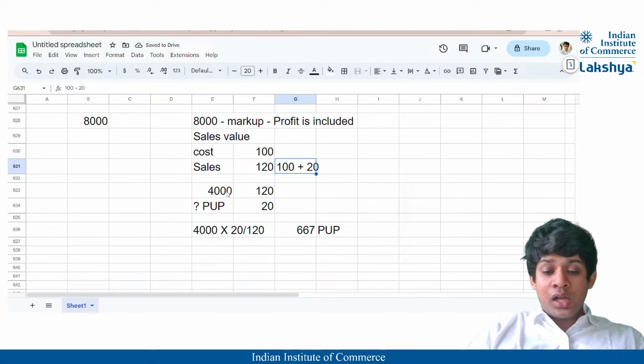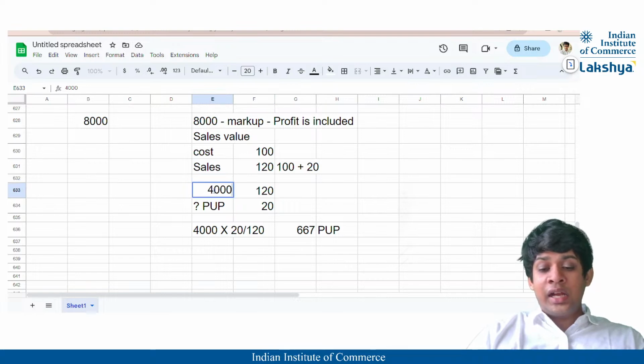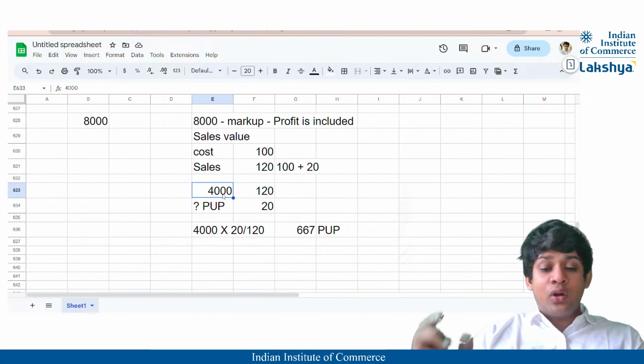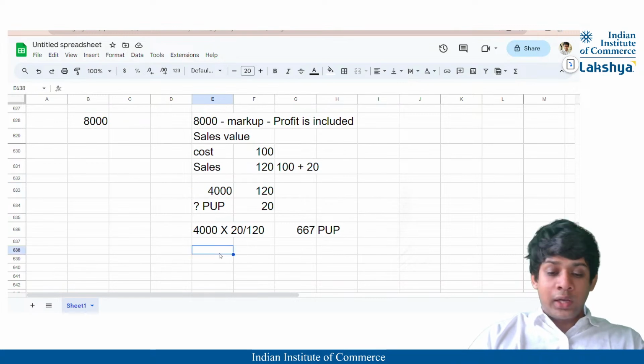So if 8,000 is 120%, what will the 20% of it be? We are not taking 8,000; maybe we could take 8,000 and then divide by 2 to get the PER. But we are taking 4,000 because that is the value of the inventory which is there, and on that we have to directly calculate the PER. So I think this way it will be better.